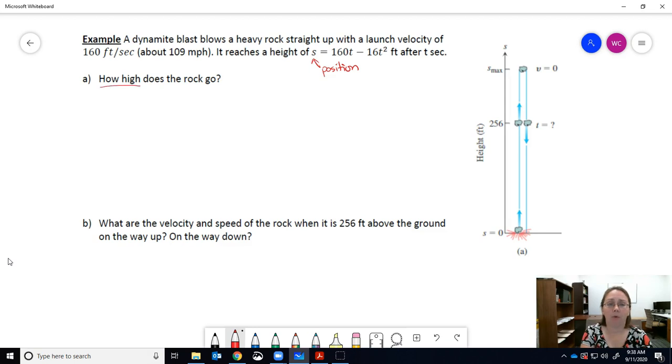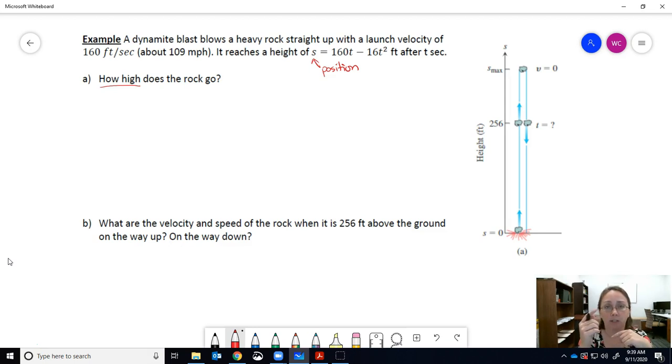How high? Well, we want the highest point it achieves. So this rock leaves the ground and it's shooting up. But as it shoots up, what does it do? It slows down. The highest point it reaches is going to have what happening there? Yes, you can read the picture. I want you to think about it.